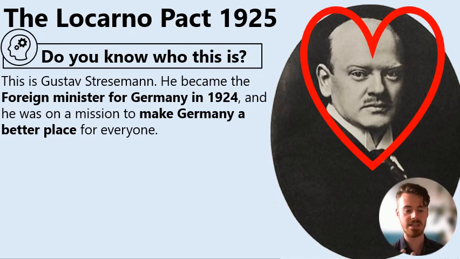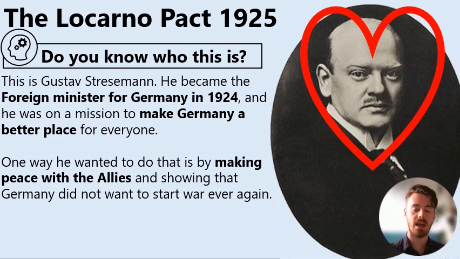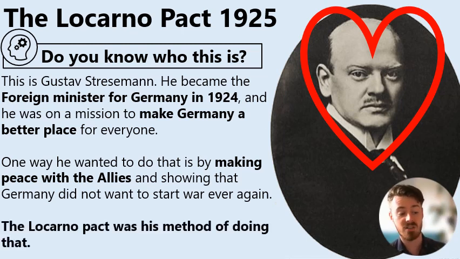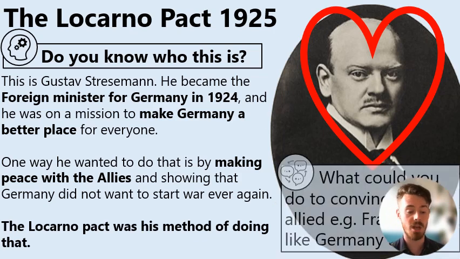So how does he try to get people to like him again, or like Germany again, for example? He wants to get rid of that reputation. And the Locarno Treaty, the Locarno Pact in 1925, is one of those 1920s events, and it is just trying to get people to like Germany.